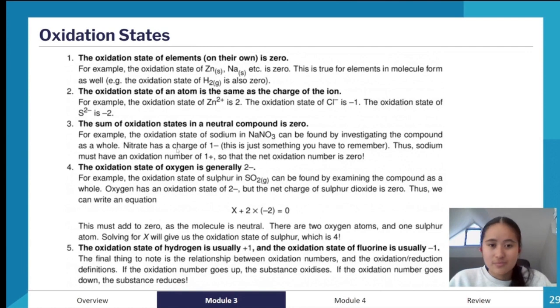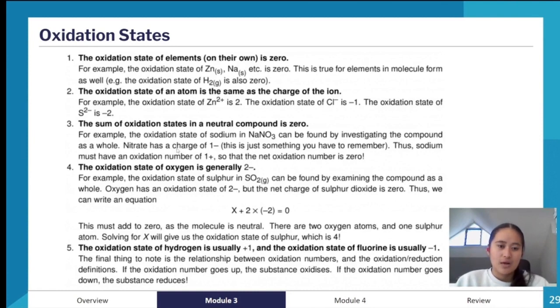So yeah, just simple maths can help you work that out. And then also the oxidation state of oxygen is generally 2 negative. Yeah, it's 2 negative, 2 minus. That's something that you might need to use in a redox reaction, but there's not much I can say about it other than that's what it is.